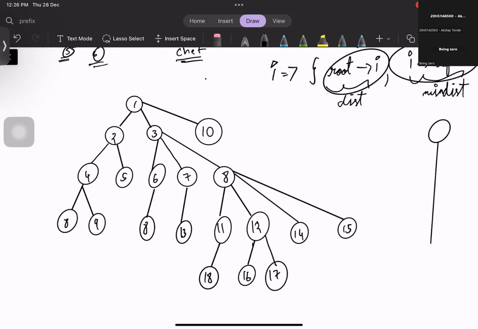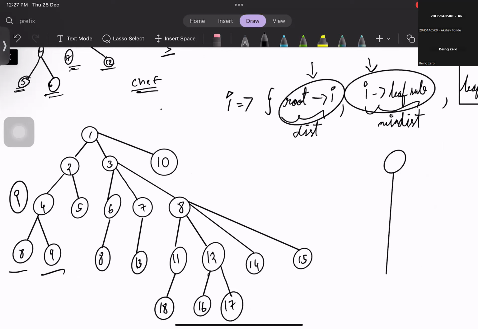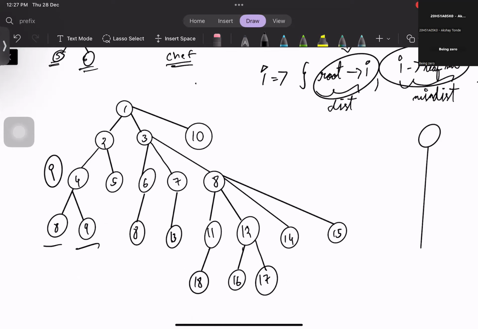So for implementation, the hints could be: for each ith node, while backtracking, we can calculate the number of leaves. Similarly, while backtracking, we can find out the maximum depth from the ith node to any leaf in the subtree. And we need to find the minimum distance from the ith node to any leaf in the subtree. So while backtracking, we can keep track of a value, and every node will pick up the lesser one. Let's just take 8 as an example.